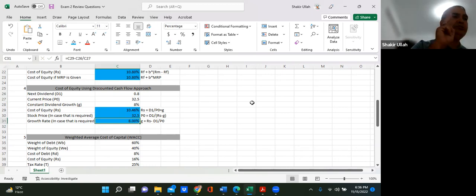So sometimes they ask you to find P0. Now you know how to do that. It may ask you to find RS, and you can do that. It can ask you to find the growth, and you can do that. And I suppose you can also do it if it asks you what will be the next dividend.